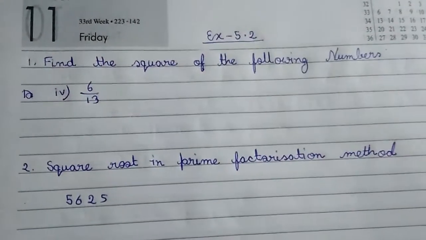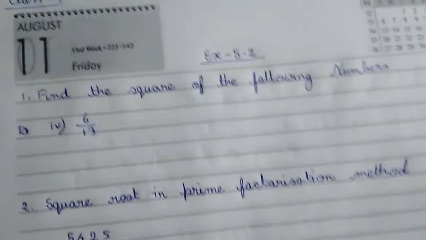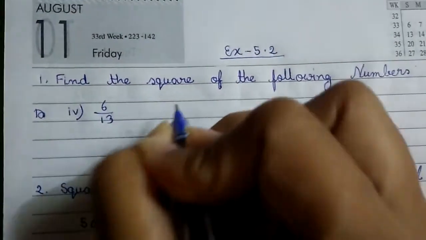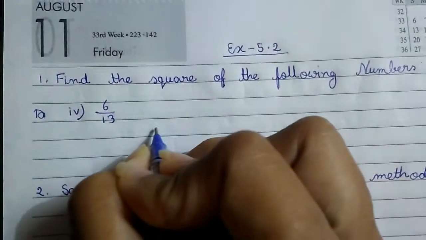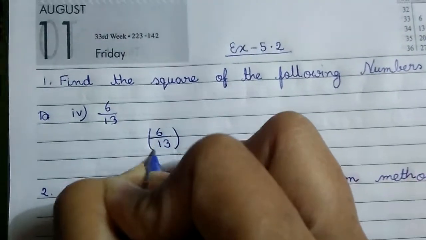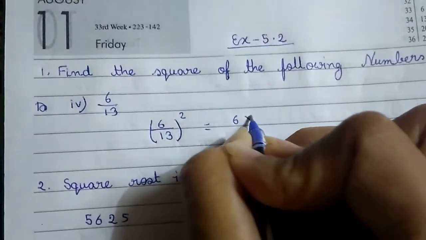Exercise 5.2. The question is, find the square of the following numbers. For this type of question, there is 6/13 and you are told to make it square. So 6/13 squared means the exponent will be 2.